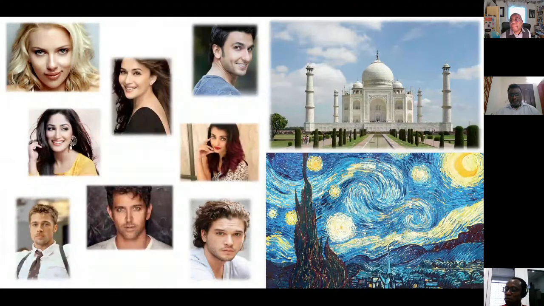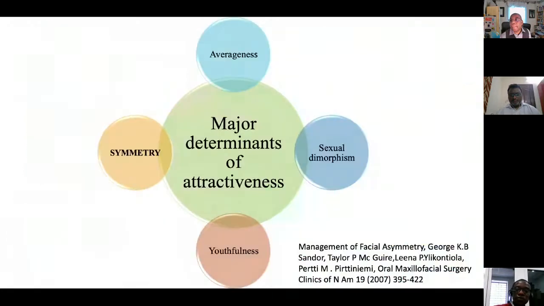I'm sure Google World has possibly recognized these people as some of the most beautiful faces in the world. And that's the Taj Mahal, which you can clearly make out. It's an epitome of beauty. And the lower aspect is the painting by Vincent van Gogh, where there is some kind of asymmetry in the painting as well. So with this, I come to another section where I'm going to speak a little bit about facial asymmetry.